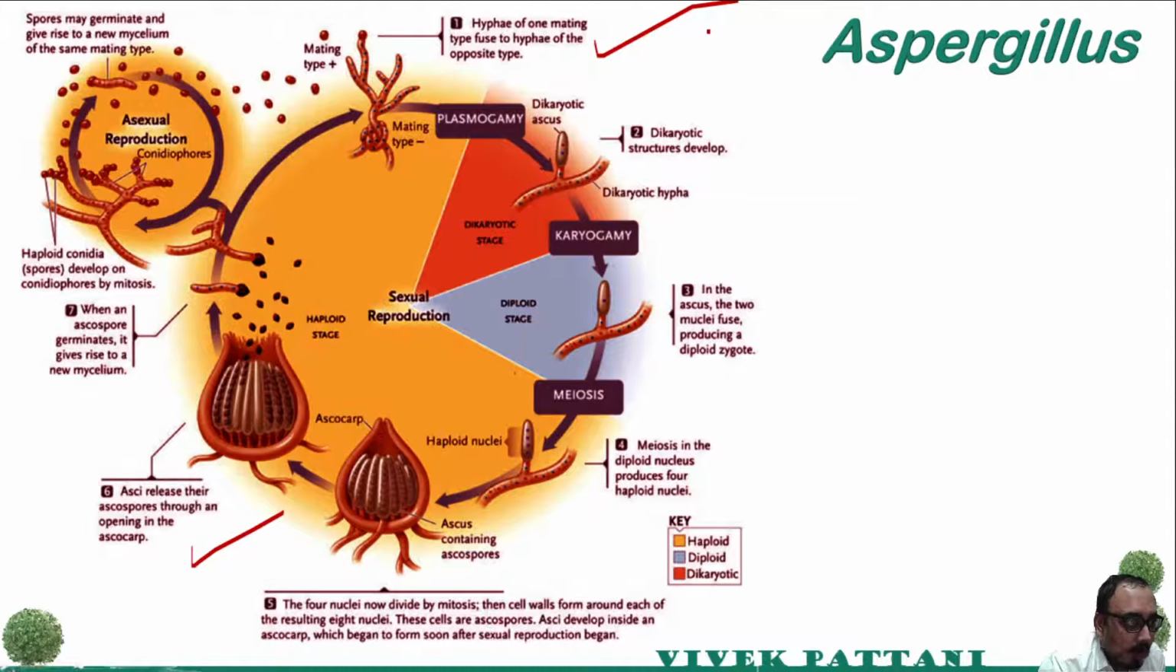Okay, starting with the first point, hyphae of one mating type fuse to hyphae of the opposite type, where plasmogamy occurs, producing a dikaryotic ascus. Next comes karyogamy, where both the nuclei fuse, producing a diploid zygote. Now meiosis in the diploid nucleus produces four haploid nuclei. Okay, the four nuclei will now divide by mitosis, and then cell walls form around each of the resulting eight nuclei, and these cells are the ascospores.